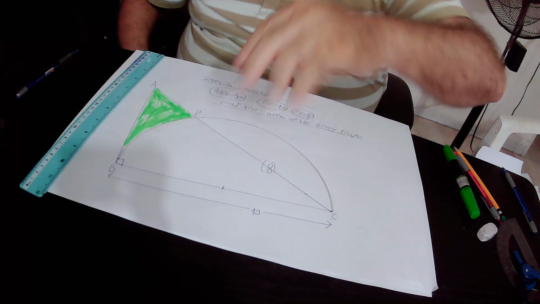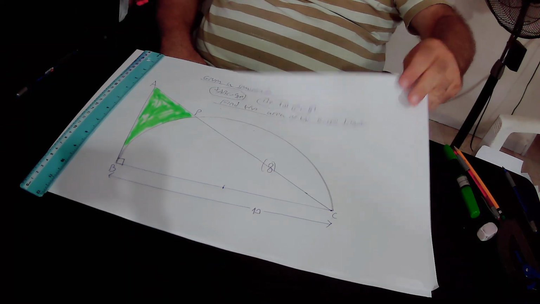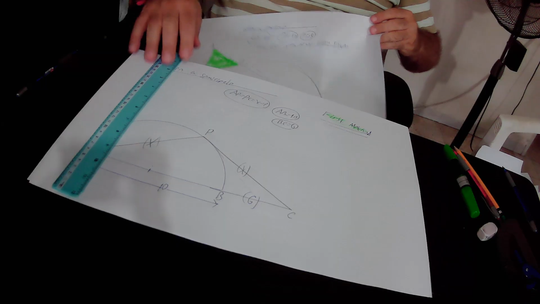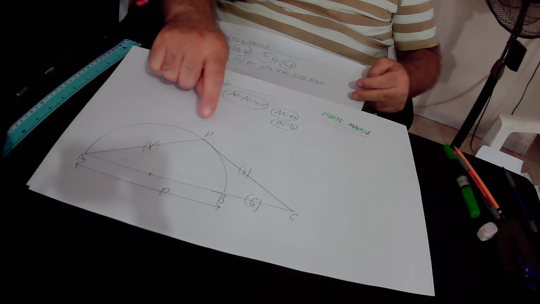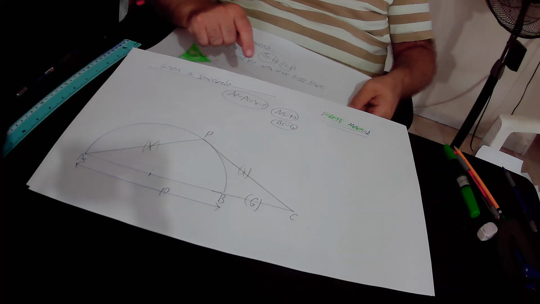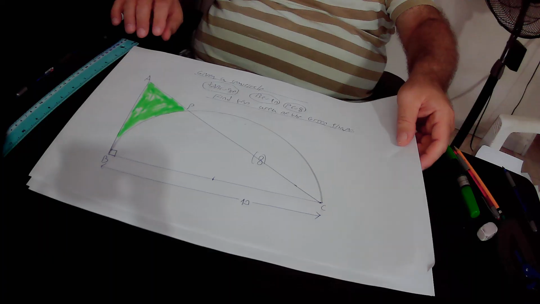And now in this lecture we'll answer two questions. In the first question we find out the area of this green shape, and in the second question we find out the length of line segment AP equals x using two different methods. So we start with the first question.